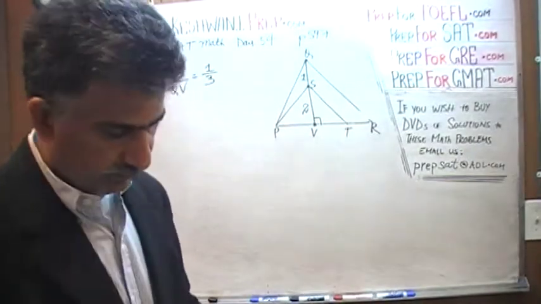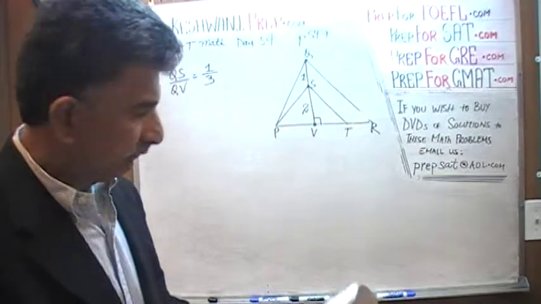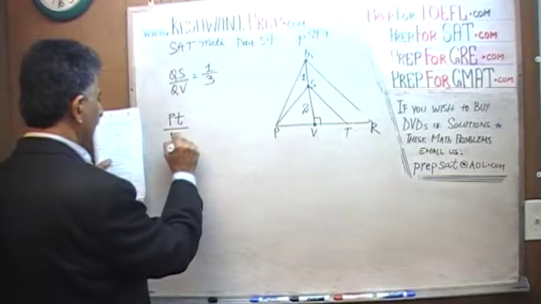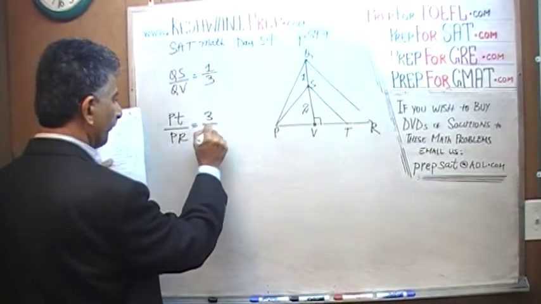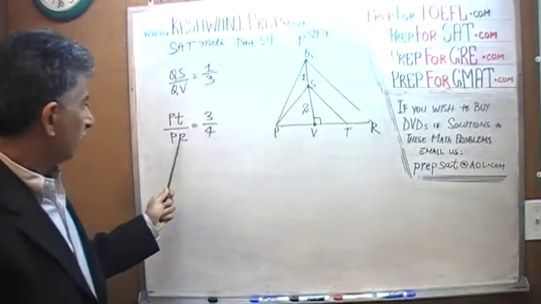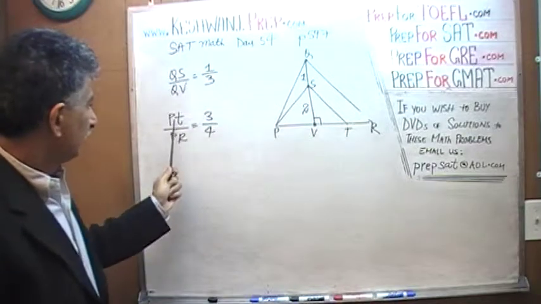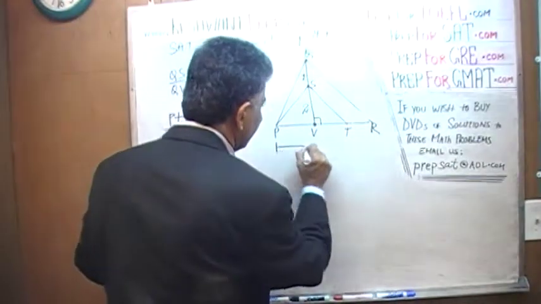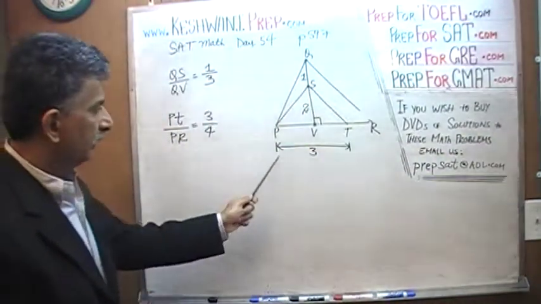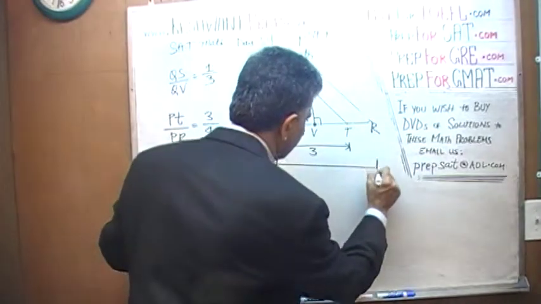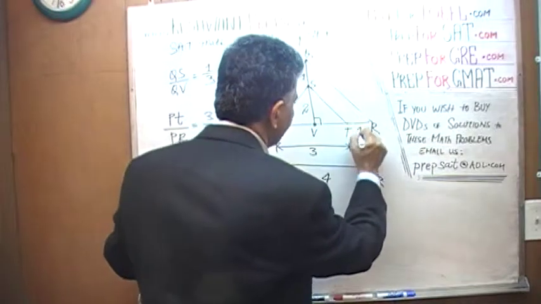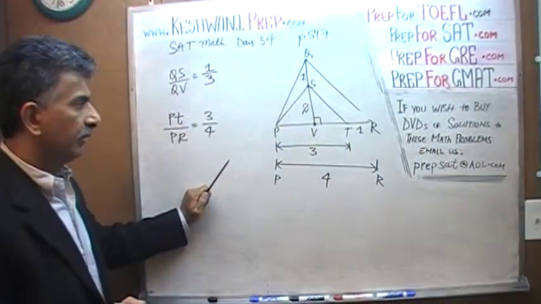Second bit of information that they give us is the fact that P to T over P to R are in the ratio of 3 to 4. Let's see what we can do. If P to T is 3 units, then P to R we are told is 4 units. So if P to T is 3, then P to R is 4, which means this part, T to R, must be 1.